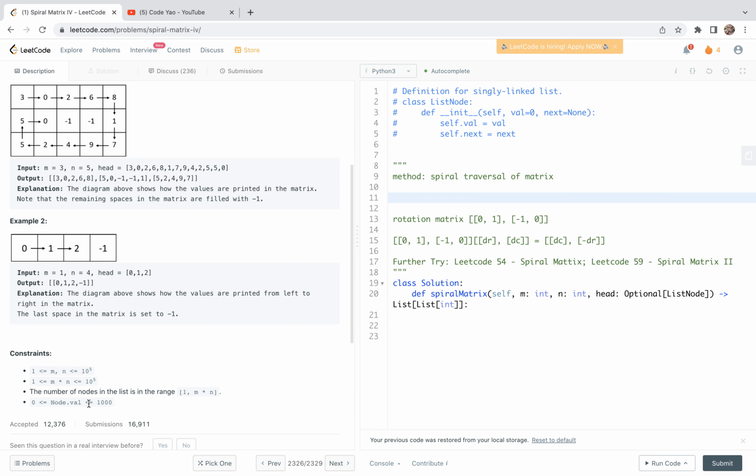The node value is bounded by 1000, so that's not very essential for this problem. Let's comment on the third constraint. Even if the linked list contains more than m times n elements, we can still do the same procedure. We just need to initialize a counter. Once the counter exceeds m times n, we just stop, right? So that's the statement about the problem.